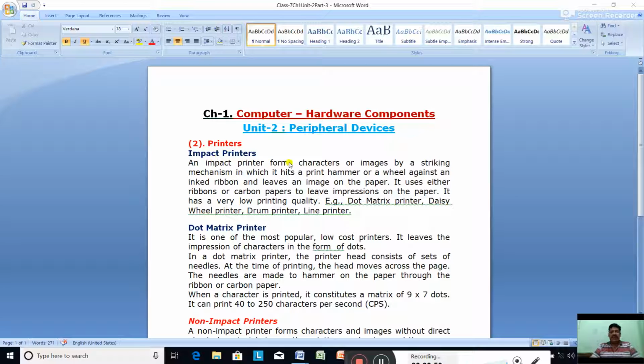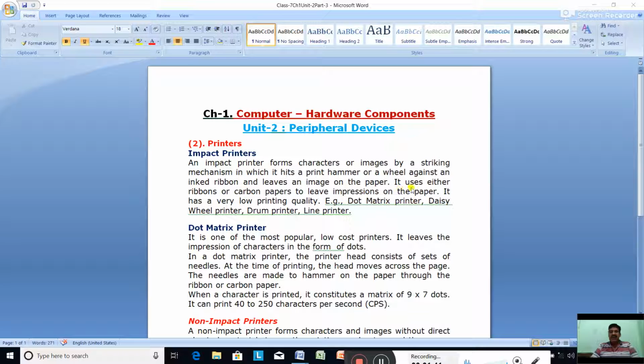An impact printer forms characters or images by a striking mechanism in which it hits a print hammer or a wheel against an inked ribbon and leaves an image on the paper. In the printer, there's a roller. Behind the roller, we insert the paper, and on top of that we have a printer's head which moves on the wheel, and there's an inked ribbon below the printer's head. As the printer's head moves and hits the ink ribbon, the image is printed on the paper.